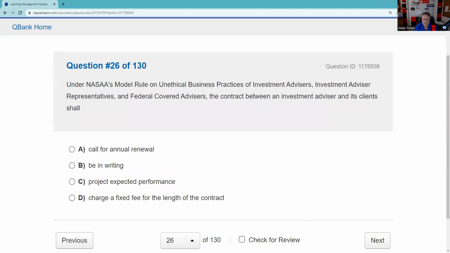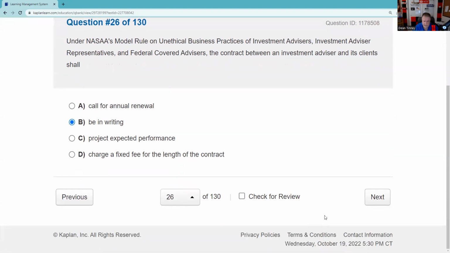Under NASAA's model rule, this model rule comes up a lot. You might want to Google the model rule and just read it. I mean, why not? I told you it's target rich in terms of performance opportunities, test questions, right? Under NASAA's model rule of unethical business practices of investment advisors, investment advisor representatives, and federally covered advisors, the contract between an investment advisor and the clients must be in written form. Boom. By the way, make sure you understand too, you can't assign the investment advisory contract without the consent of the customer.